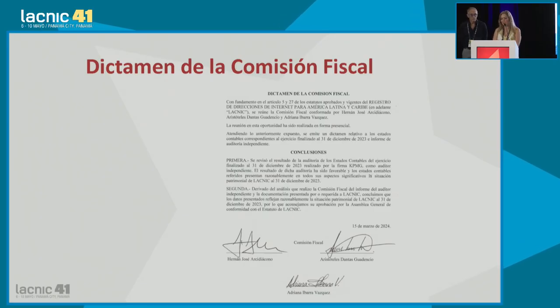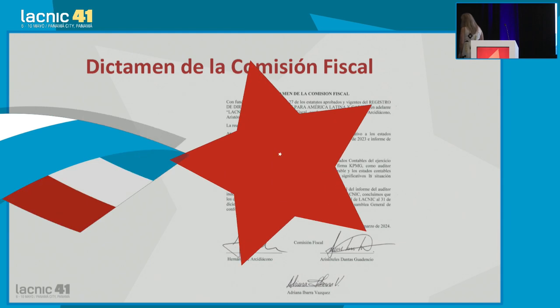The accounting was reviewed up to December 2023, as revised by KPMG as an independent auditor. The result is favorable and reasonably represents the situation of the accounts of LACNIC. And that is why, based on this analysis, we suggest that the financial statements should be approved, because what has been presented actually reflects the situation of LACNIC. So we suggest that the General Assembly should approve it as stated in the statutes. Thank you.